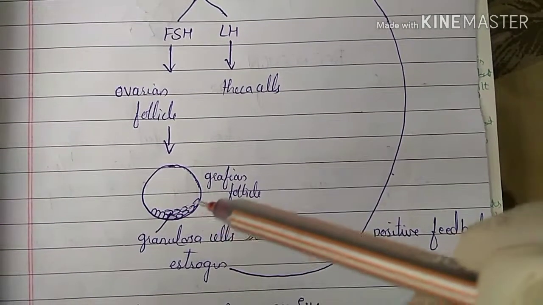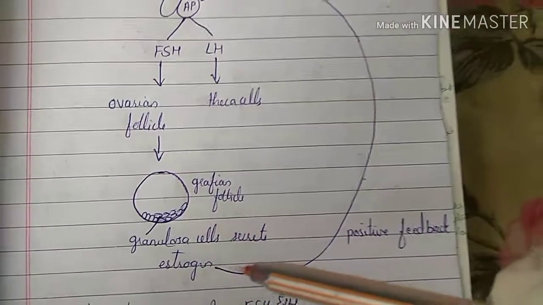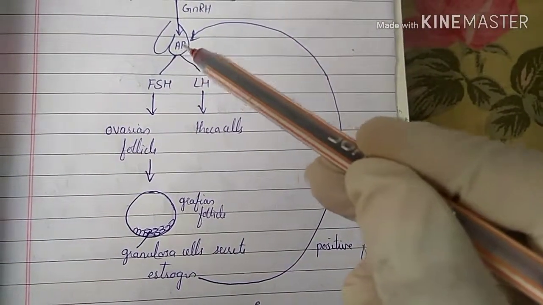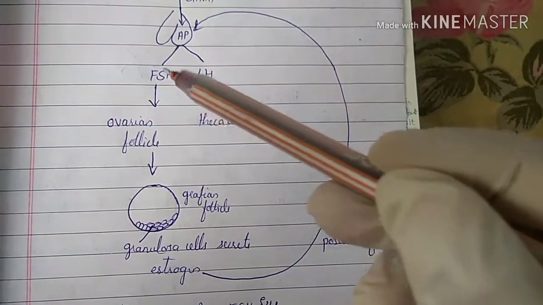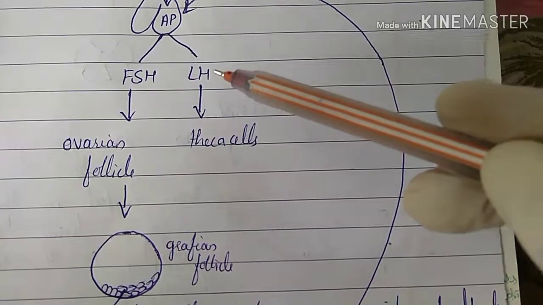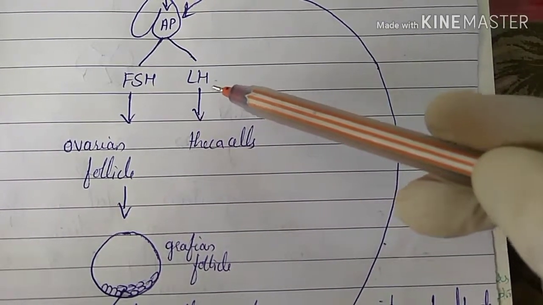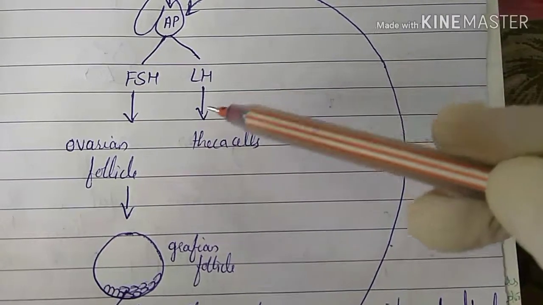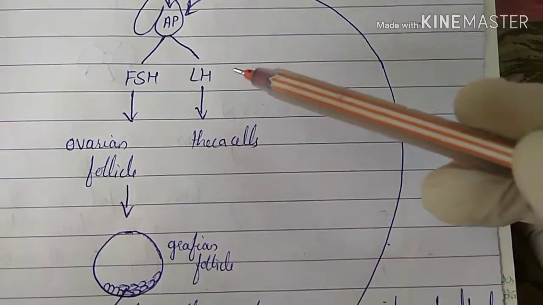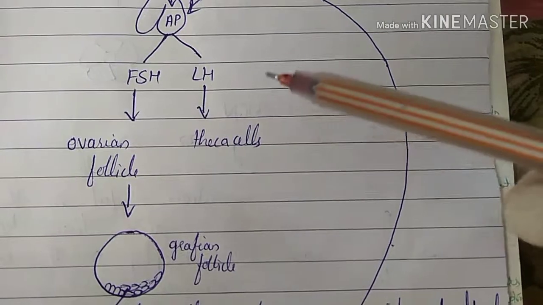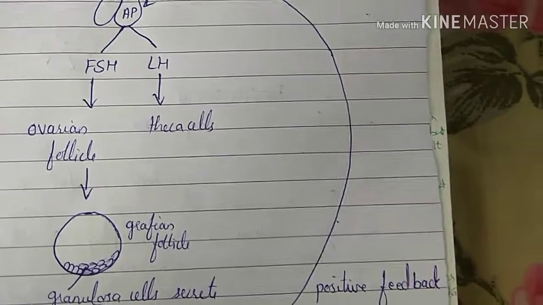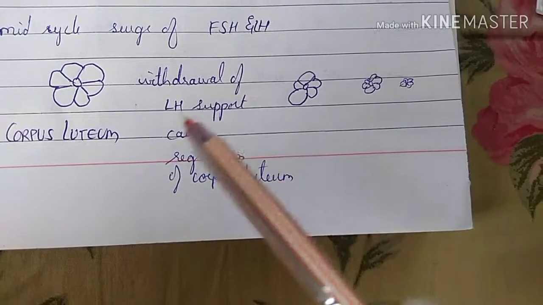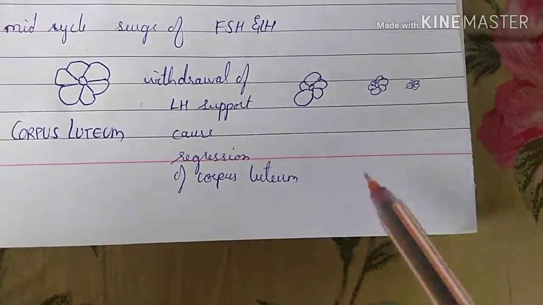The granulosa cells will secrete estrogen. Then the estrogen will give a positive feedback to the anterior pituitary for the FSH and LH surge. FSH, as I told you, causes lysis of the follicle. Then the LH surge causes completion of the reduction division of the oocyte, and it initiates the luteinization of granulosa cells, and synthesis of progesterone and prostaglandin. These are the functions of LH. Both FSH and LH surge are responsible for ovulation and formation of the corpus luteum. So, when there is a withdrawal of LH support, it causes regression of the corpus luteum.